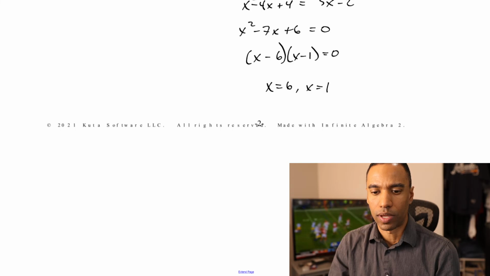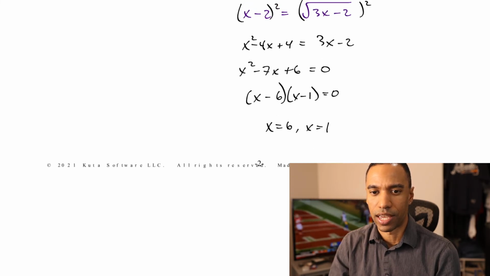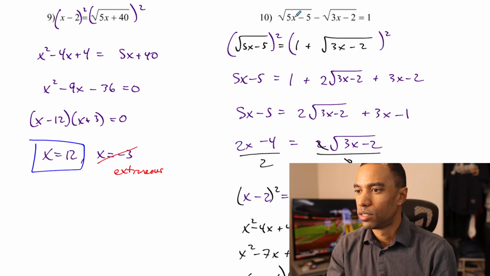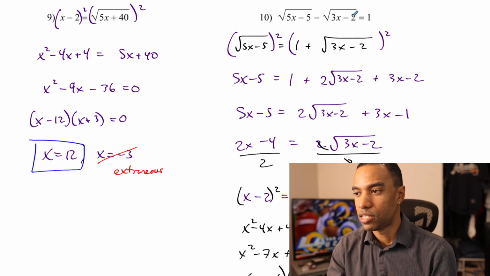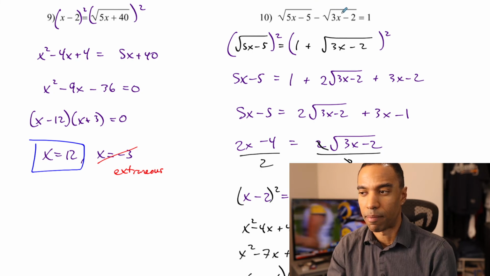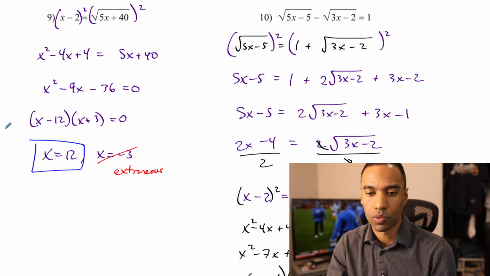Now let's check those, and we got to check on the original here. So let's try 6. 30 minus 5 is 25. Square root of that is 5. 18 minus 2 is 16. Square root of that is 4. 5 minus 4 is 1. 6 works. What was the other one?